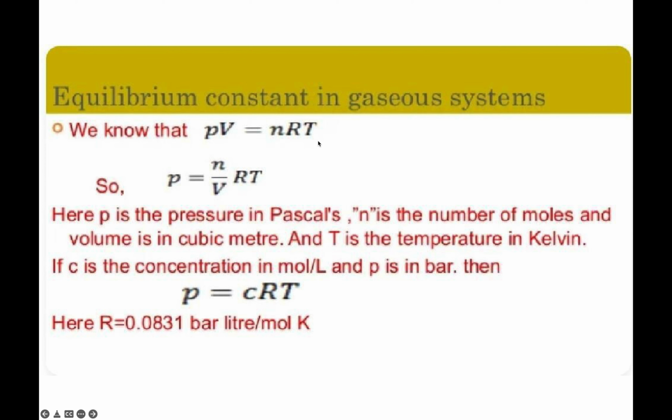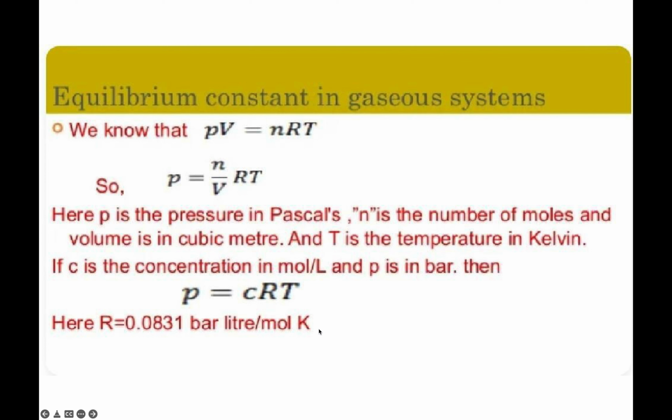Equilibrium constant in a gaseous system. PV equals nRT, that is P equals nRT by V. P is the pressure in Pascal, n is the number of moles, V is the volume in cubic meter, and T is the temperature in Kelvin. C is the concentration in mole per liter and P is in bar, then P equals CRT. R is 0.0831.